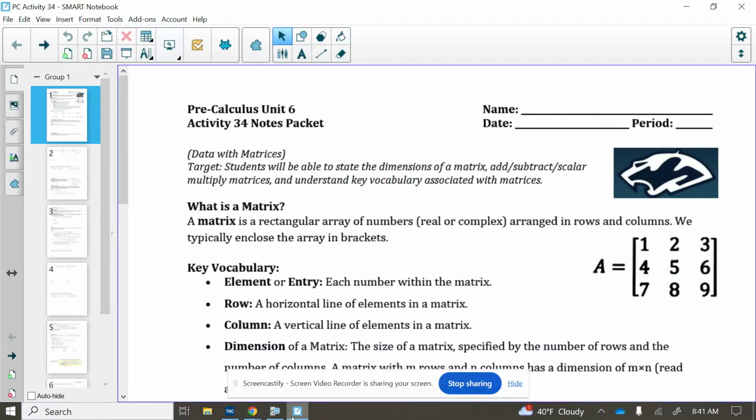Hi everyone and welcome to Activity 34. Today we are going to talk about matrix basics.